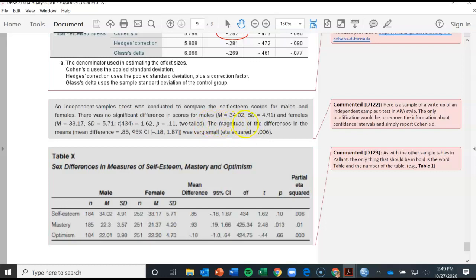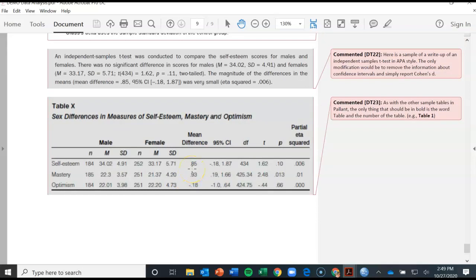When she writes here the magnitude of the difference in means, she is reporting the confidence intervals and the eta squared. SPSS does provide you with the Cohen's d, so you can write it up including that information instead. Now, she also provides you with an example of a table. As I've said now twice before, the only thing that should be in bold text is the word Table and the number of the table. The title should not be in bold. It should be italicized and in title case. This whole first set of lines should not be in bold. They should be in regular type. And this line at the bottom should not be in bold.